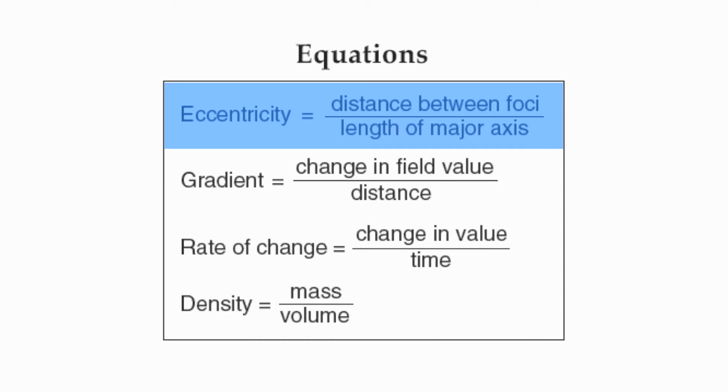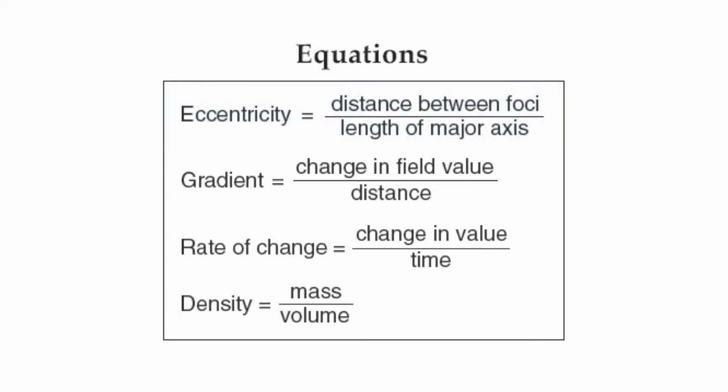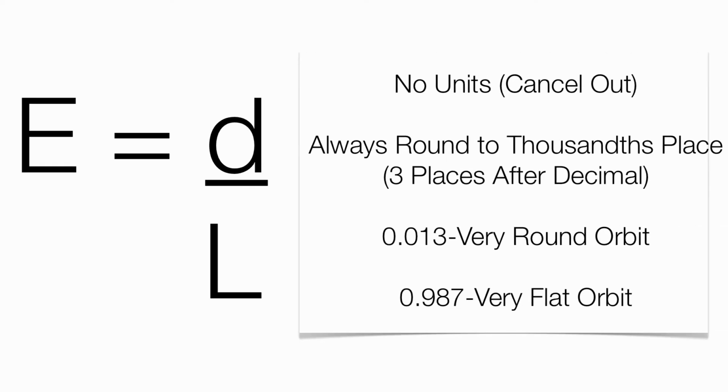So you're going to measure the distance between the focal points inside the ellipse, and you can divide it by the length of the major axis. So it's very important for you to set up your equation properly. It's going to look a little something like this. E equals d over L. The thing is with this, you're never going to have a unit associated with it because the units in the numerator cancel out with the units in the denominator. Now this is going to be a calculation that's always rounded to the thousandths place.